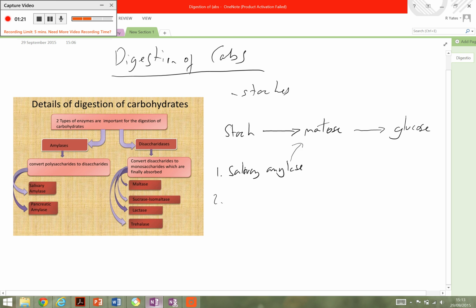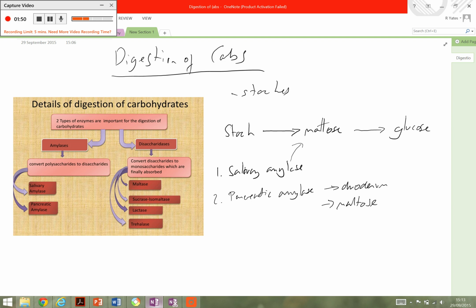The rest of this then happens in the duodenum. That comes from pancreatic amylase, which is secreted into the duodenum, and that will be digested into chains of 2 glucose units, essentially. So that will just be maltose. Glycogen can also be digested here.